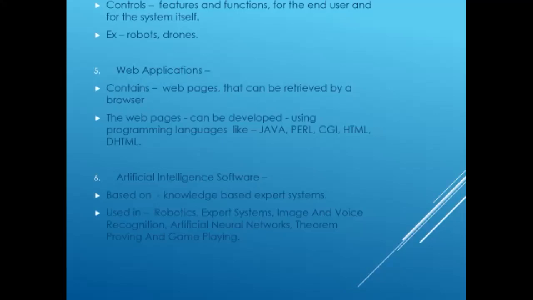It contains web pages that can be retrieved by a browser. The web pages can be developed using programming languages like Java, PERL, CGI, HTML, DHTML. Number 6, artificial intelligence software. It is based on knowledge-based expert systems used in robotics, expert systems, image and voice recognition, artificial neural networks, theorem proving and game playing.